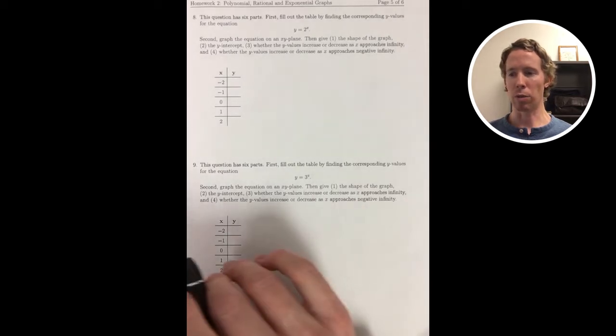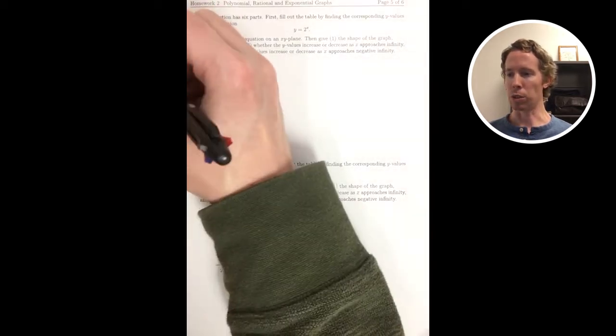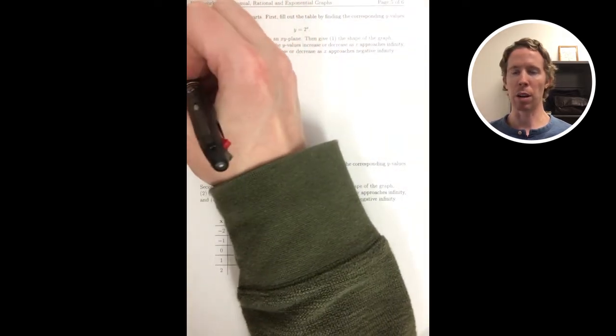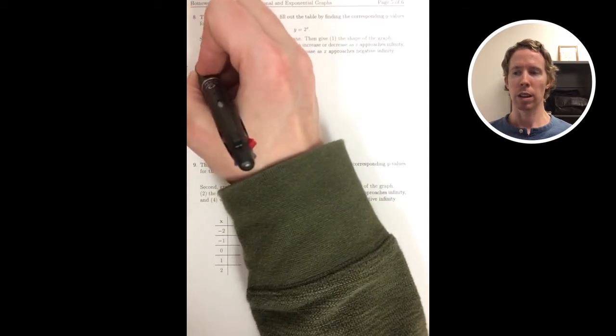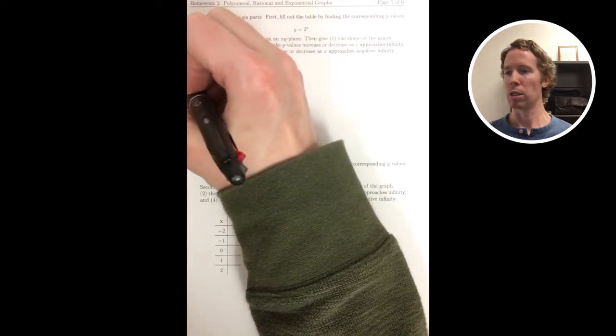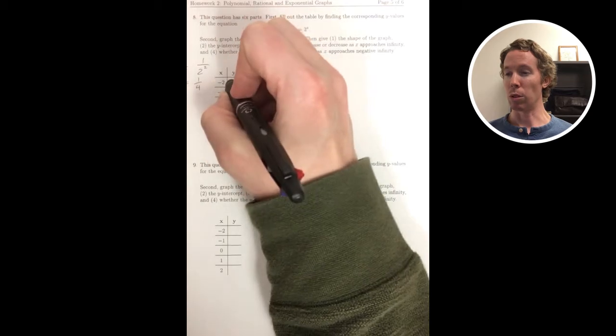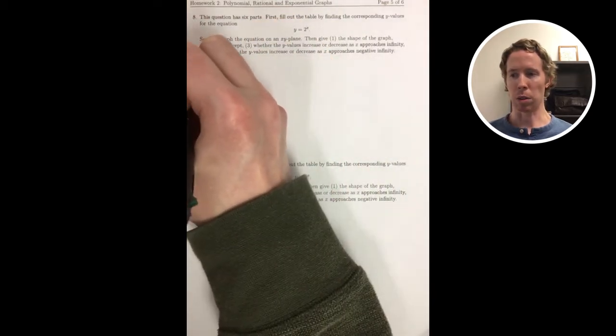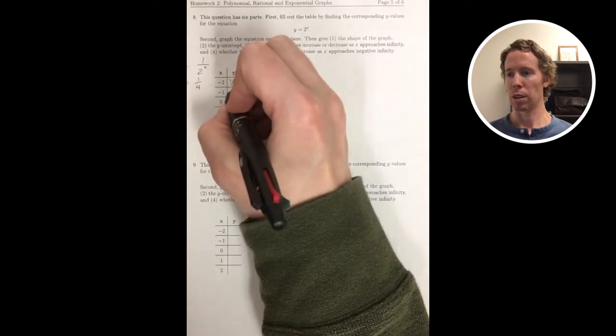Number 8 is a new one for us. We have y equals 2 to the power of x. We never had this before, where you have the number down in the base and the variable in the exponent. So we wouldn't be sure what this graph looks like, of course. So we'll just plug in numbers, see what happens.